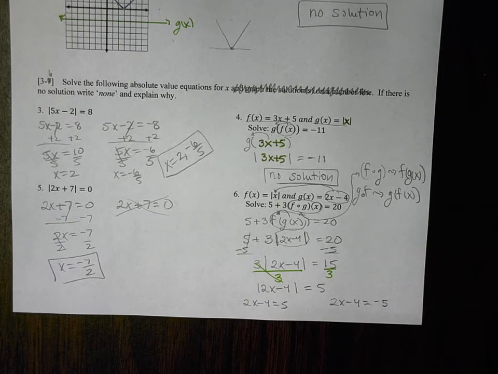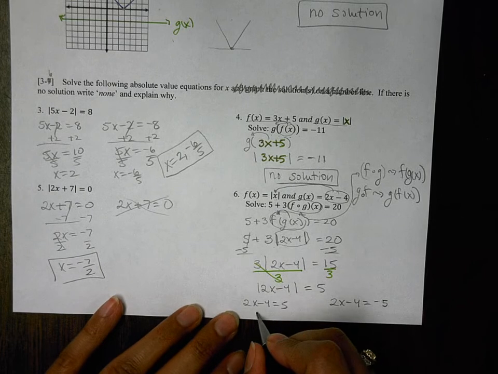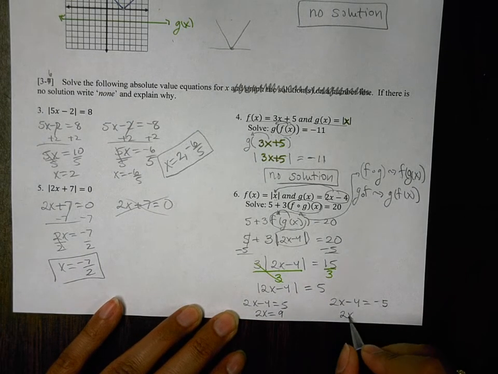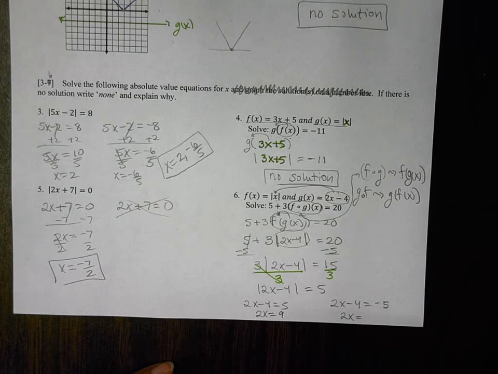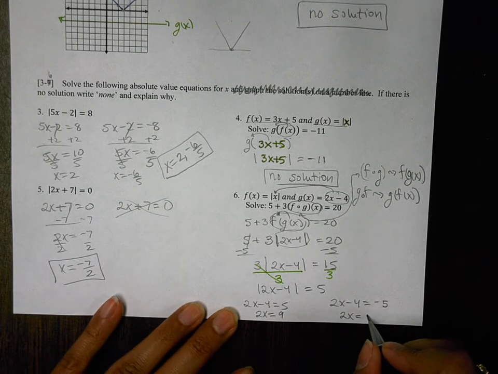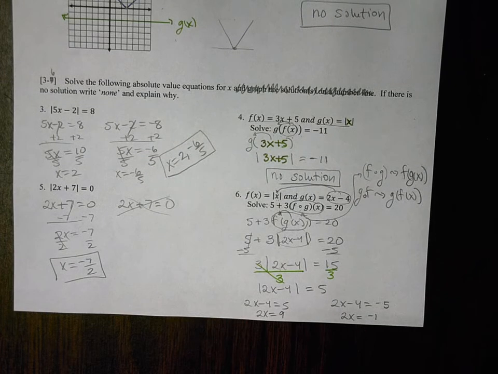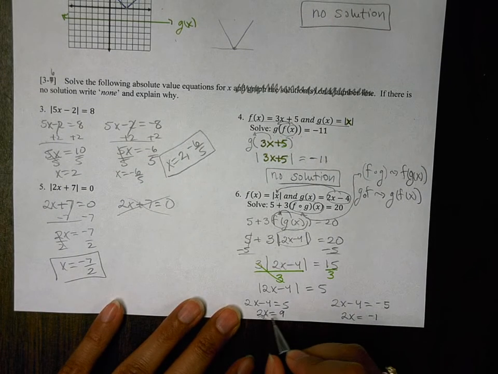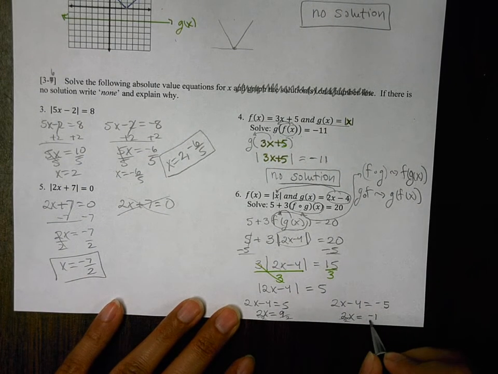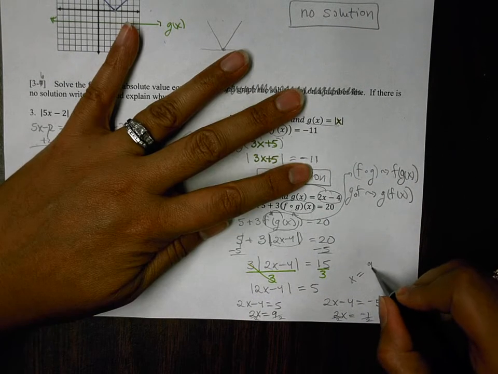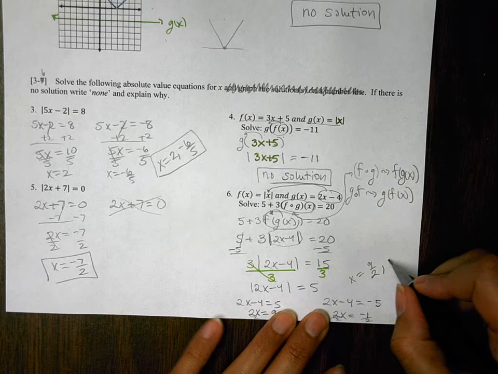All right, you would add the 4, get 2x equals 9, add the 4, 2x equals negative 1. And then you would divide both sides by 2. I'm running out of room. Divide both sides by 2 and you get 2 answers. x equals 9/2, comma, negative 1/2.